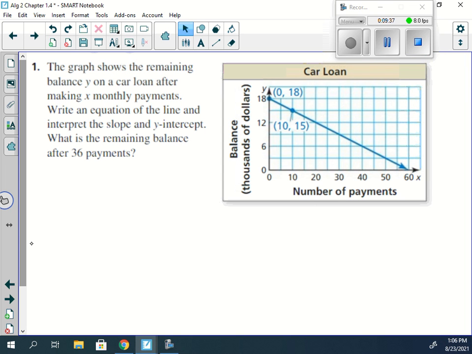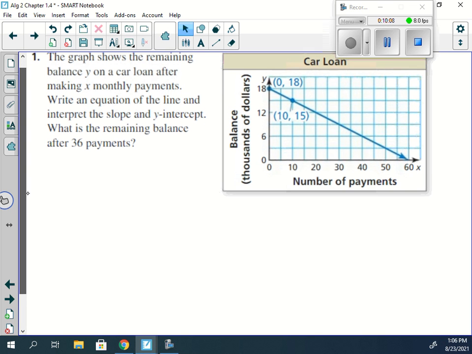Let's look at this next one here. The graph shows the remaining balance y on a car loan after making x monthly payments. Write an equation of the line and interpret the slope and y-intercept. Then, what is the remaining balance after 36 payments? So there's several things we have to do. We have to find the equation, interpret the slope and y-intercept, and find out what the remaining balance is after 36 months.